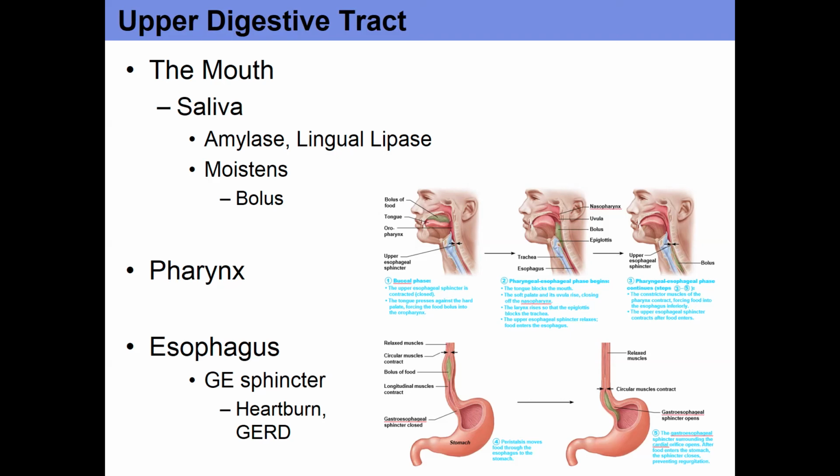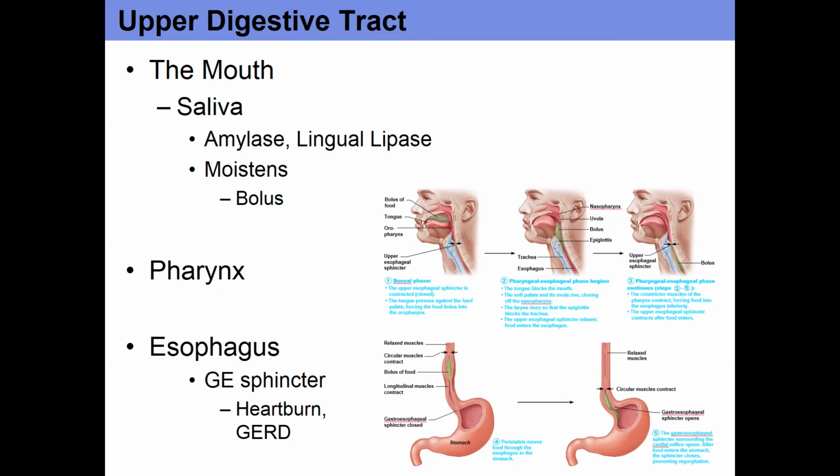So a lipase then is something that breaks down fat. And so lingual lipase is an enzyme produced by the tongue that is going to break down large fat molecules into their constituent parts. Then other things that saliva does, so it's going to moisten the food that you take in.